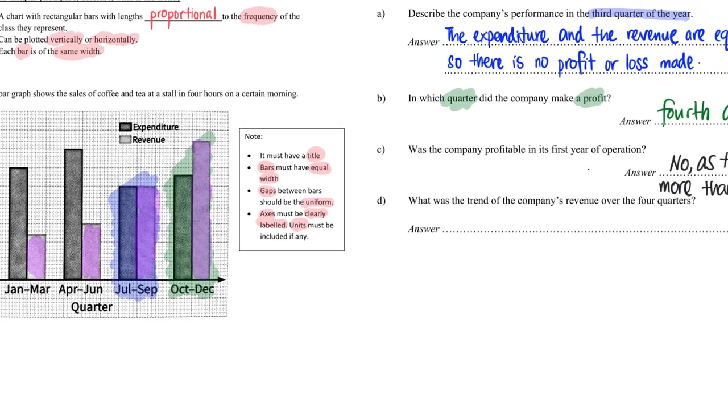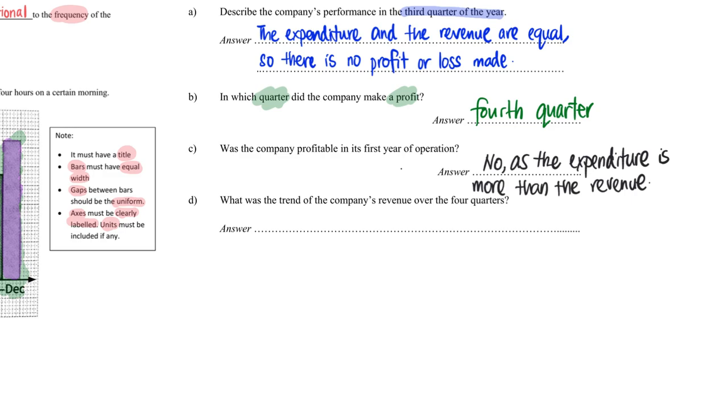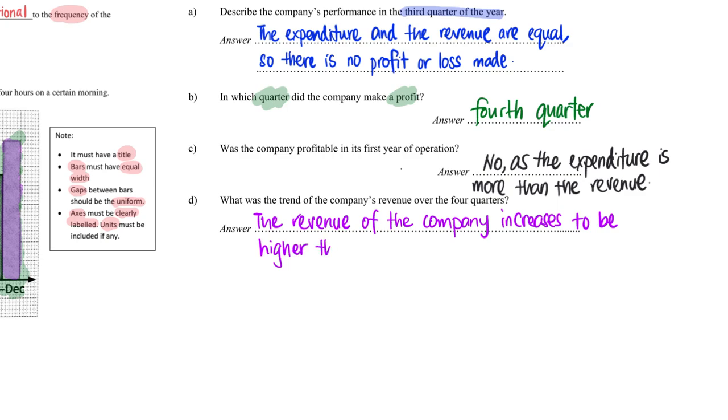So eventually we could say that the revenue of the company increases to be higher than its expenditure towards the end of the year.